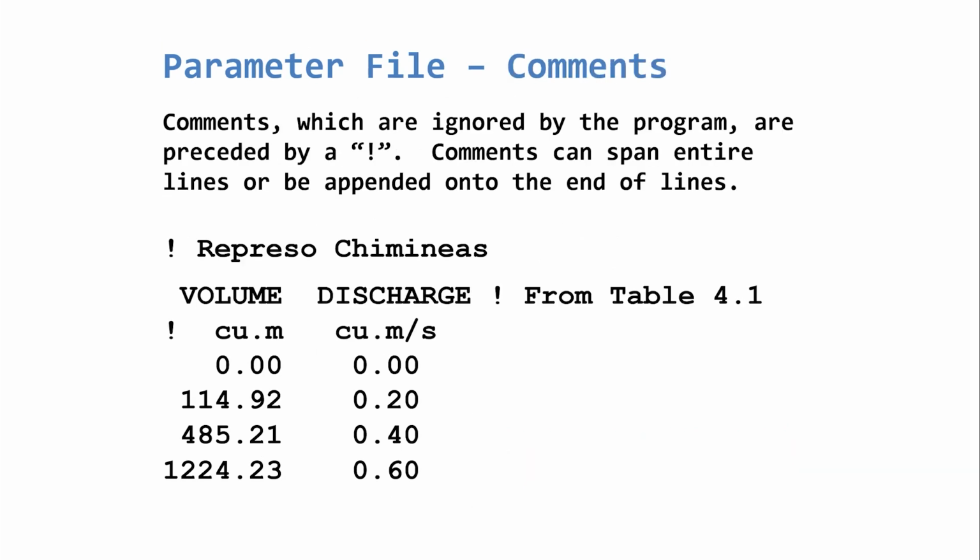So if you want to add information about comments, the file, the watershed name, etc., just precede it by an exclamation point. And that can go at the front end of the line in the ASCII file, or in the middle, as we see the exclamation on volume, discharge, and then internal note from table 4.1.